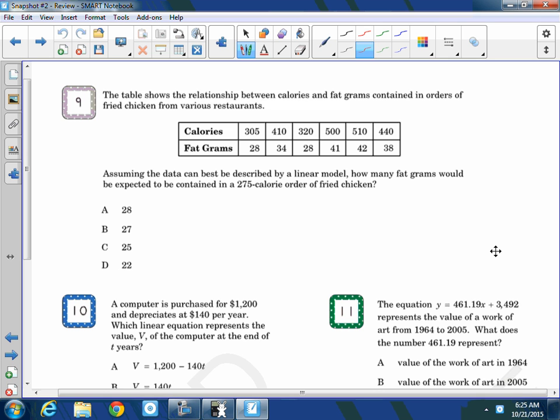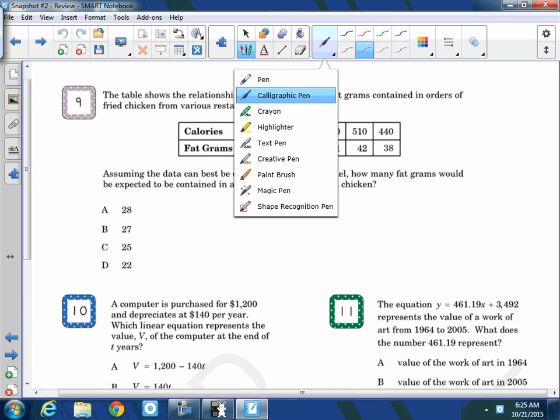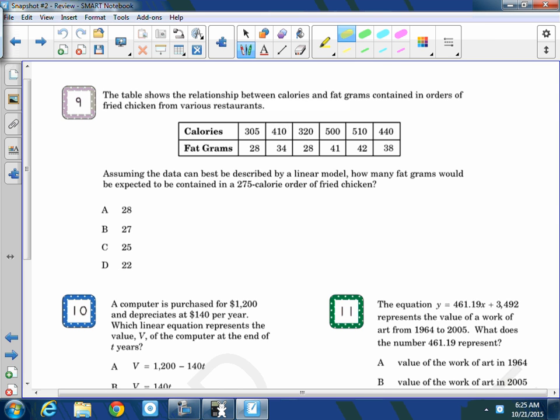The table shows the relationship between calories and fat grams contained in orders of fried chicken from various restaurants. Assuming the data can be described by a linear model. That's important. So then this tells me that I can do stat and find the linear regression of the line. How many fat grams will be expected to be contained in 275 calories?